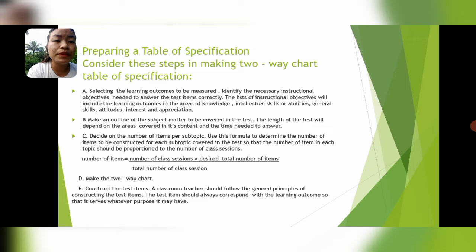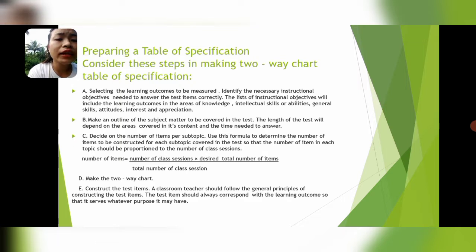Preparing a table of specification. Consider these steps in making a two-way chart table of specification. A. Select the learning outcomes to be measured. Identify the necessary instructional objectives needed to answer the test items correctly. The list of instructional objectives will include the learning outcomes in the areas of knowledge, intellectual skills or abilities, general skills, attitudes, interests, and appreciation.